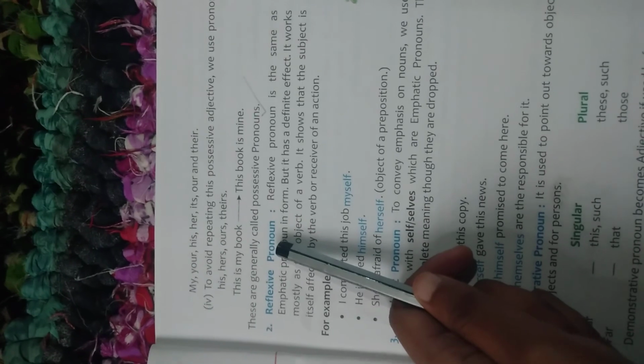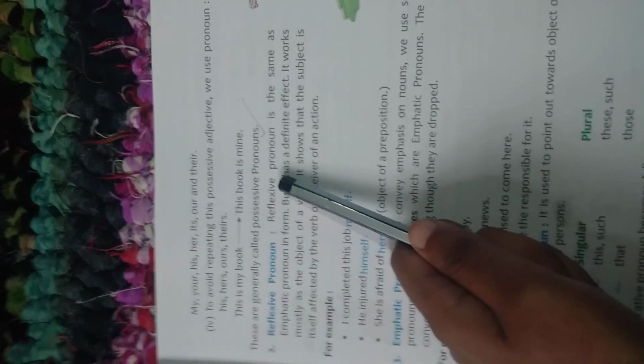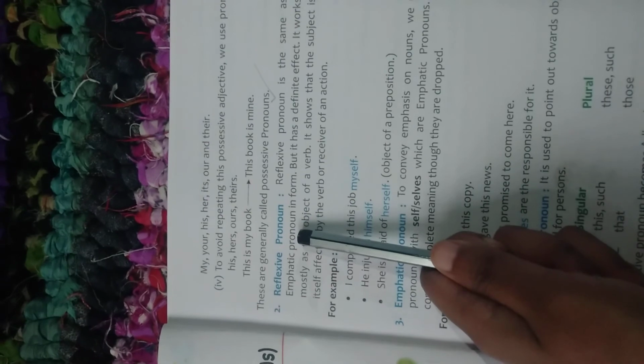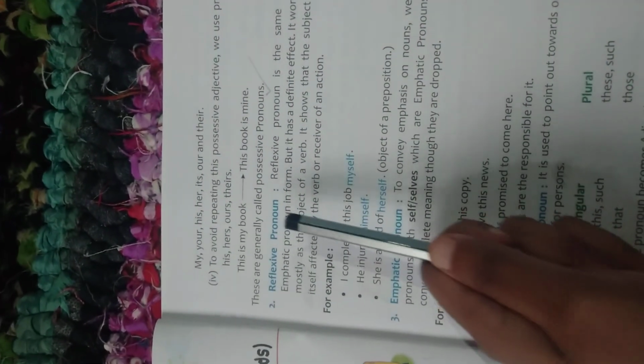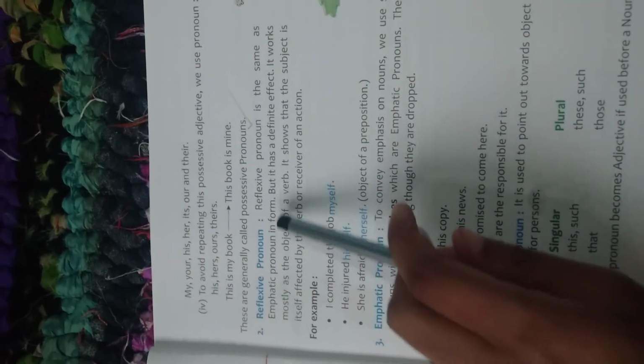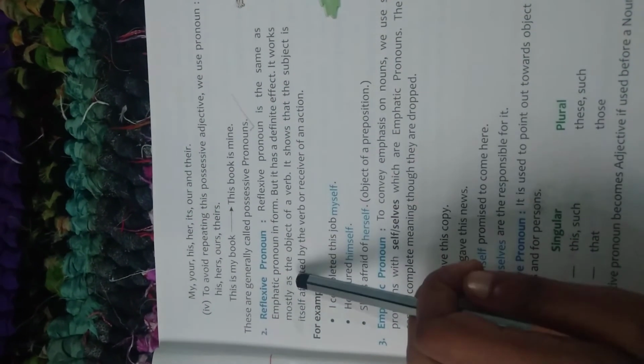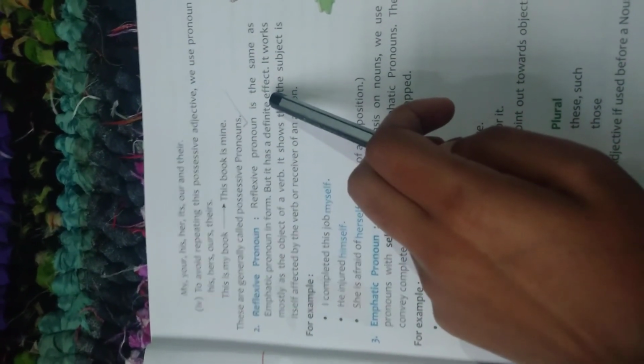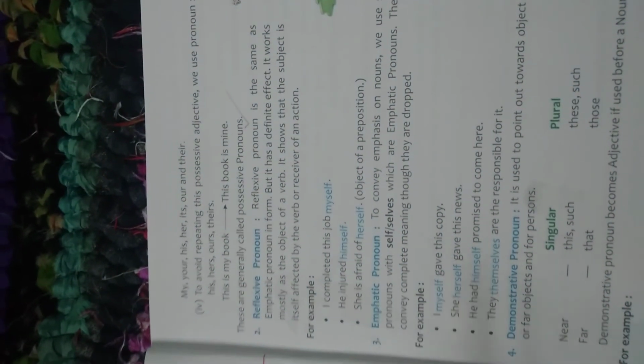Reflexive pronoun is the same as epithet pronoun. So that means number 2 and number 3 are the same. Okay, don't get confused. Pronoun in form is the same as epithet pronoun in form, but it has a definite effect. If you see examples, then you will know.